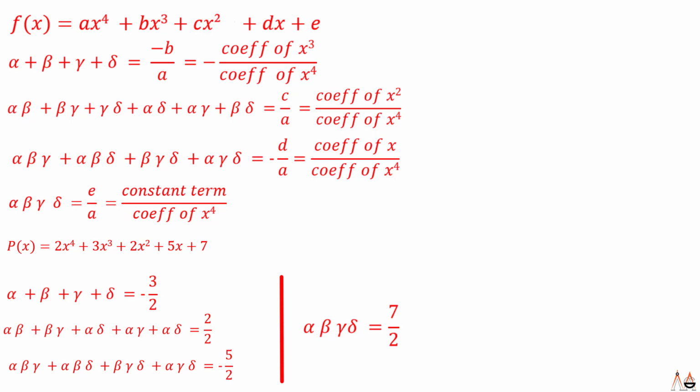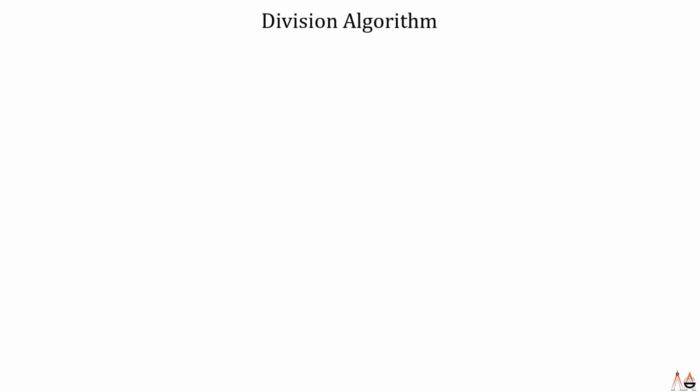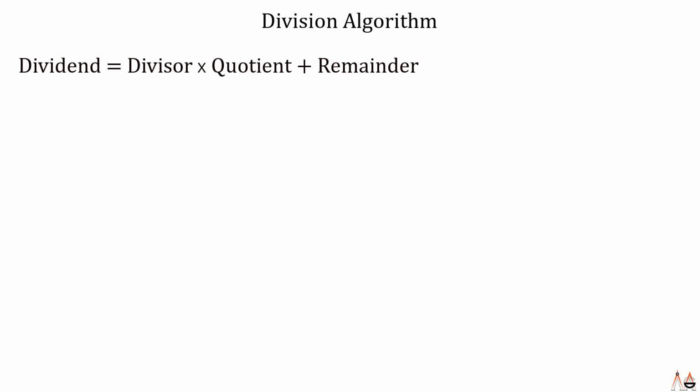So now we have gone through the relationships between the zeros and the coefficients of polynomials, starting from quadratic, cubic, and biquadratic. Now let's come to the division algorithm, and it is in fact in principle the same as when we do the division algorithm in arithmetic. Basically what it says is the dividend equals divisor times quotient plus remainder.